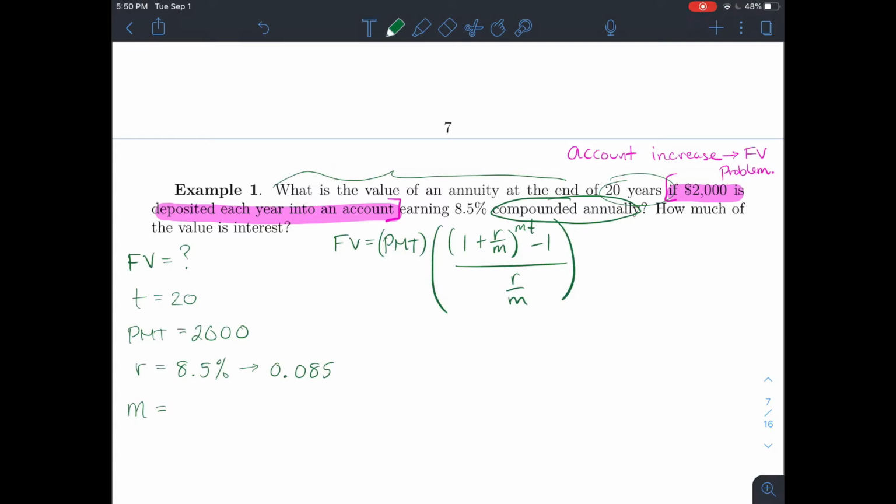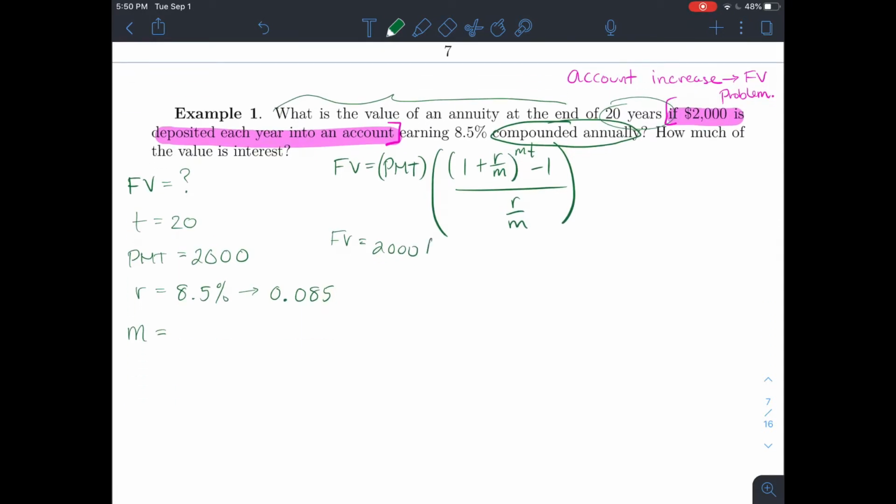Alright, so now that we know what we're solving for, let's just go ahead and plug in our values. So this will be FV is equal to, payment is 2,000. And then we're going to work inside of here. We're going to do 1 plus 0.085 over 1 raised to the 1 times 20 minus 1. Now this is all over 0.085 over 1.